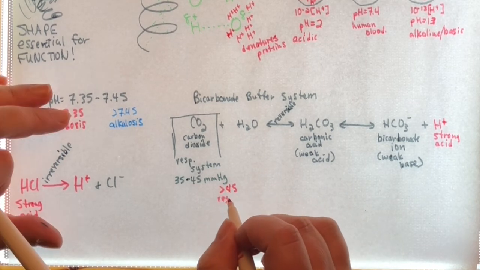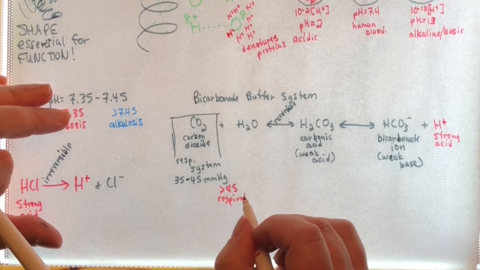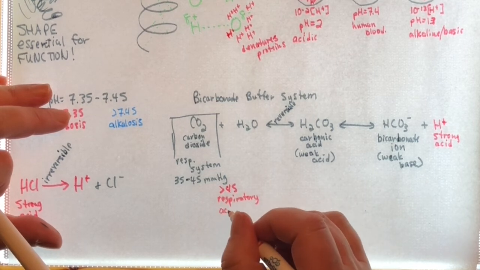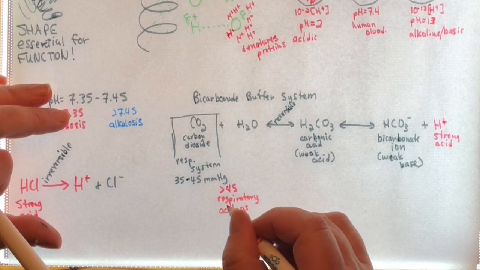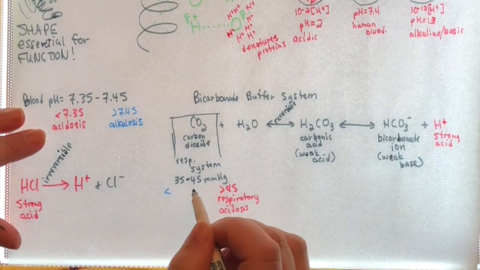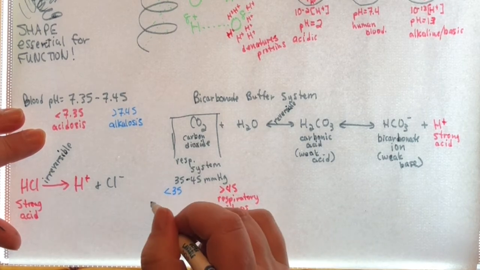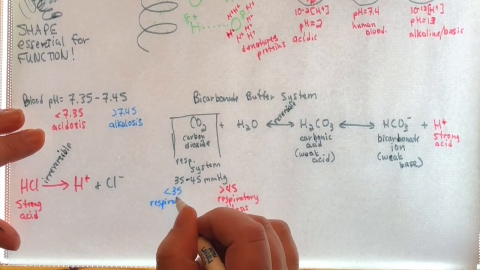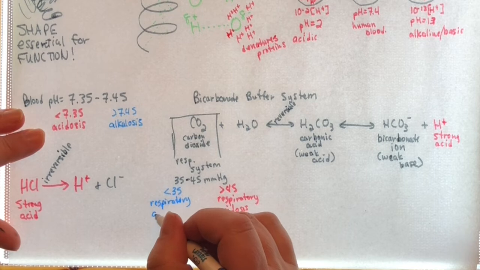Because as soon as you start to have higher levels than 45 millimeters of mercury, you might be undergoing respiratory acidosis. Basically, you're acidifying your blood because perhaps your respiratory system is not working very well. And by the way, this is maybe the most common issue health-wise that healthcare practitioners would have to worry about in regards to blood pH.